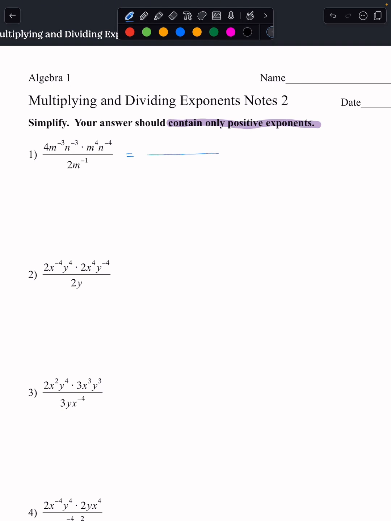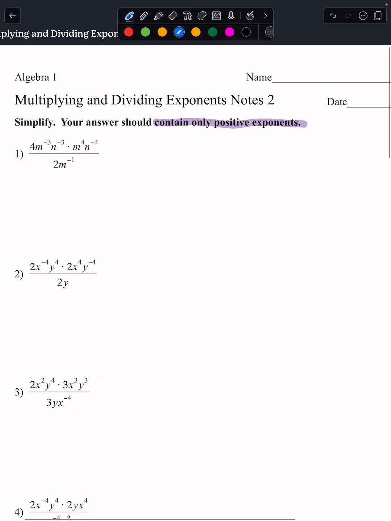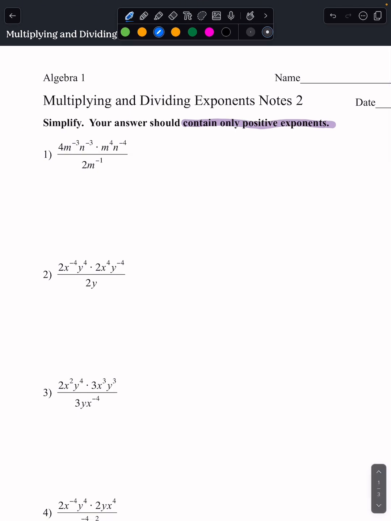All right, so one way is we can simplify the top. That's going to be method number one. So I have 4. Now I have m to the negative 3, m to the 4. Well, negative 3 plus 4, remember from our first rule, because all of this is being multiplied. So we've got to take the m there. Negative 3 plus 4 is m to the positive 1.